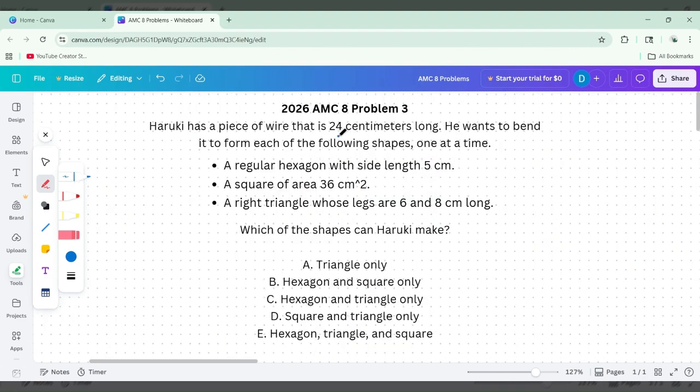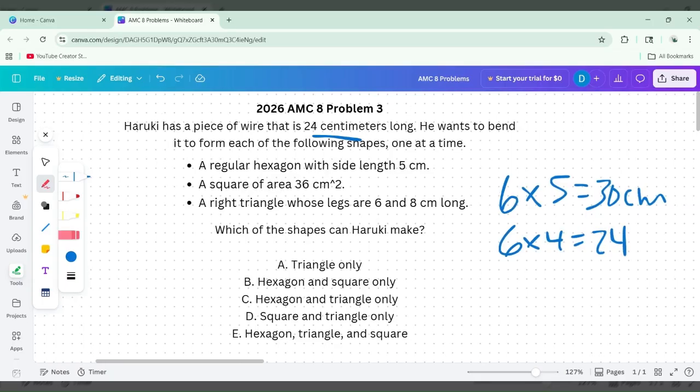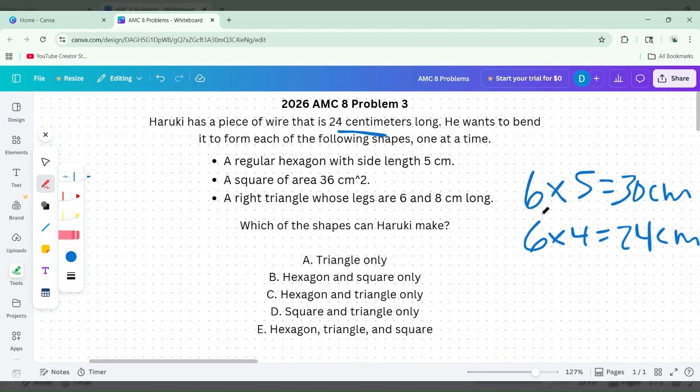Problem 3. So he has a wire 24 centimeters long. He's trying to create these shapes. So let's see if he can. Regular hexagon, 6 sides. Each side is 5 centimeters. So he needs a wire 30 centimeters long to create it. And sadly, he does not have that. So next, a square of 36 area. So if the square has an area of 36, that means each side is a side length of 6. And there are 4 sides. So that means he needs a wire 24 centimeters long, and he does have that, so it will work.